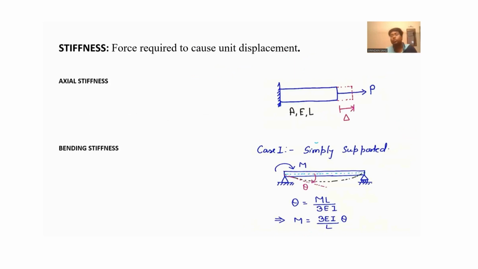So, before going to moment distribution method, first we should know some important terms related to moment distribution method. First, we should know what is stiffness. Stiffness of a member. Stiffness, when you tell, it is defined as force required to cause unit displacement.